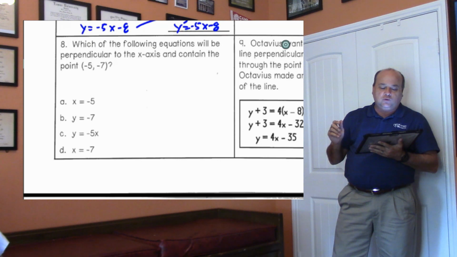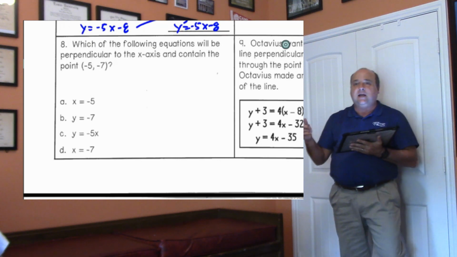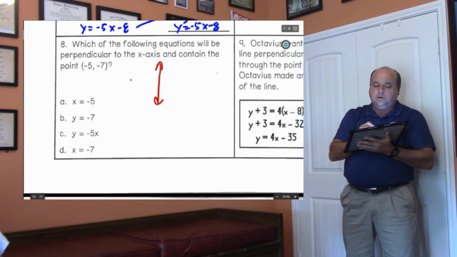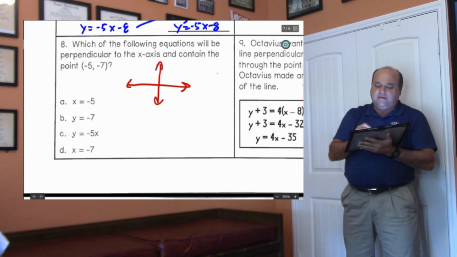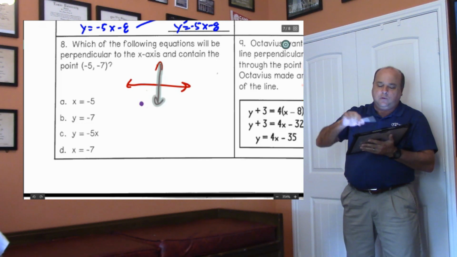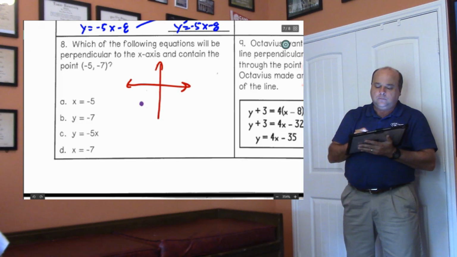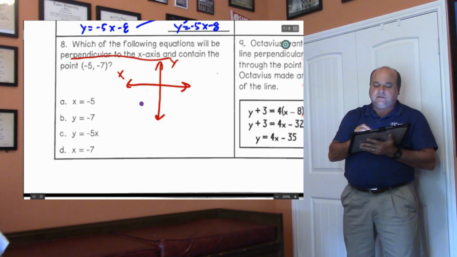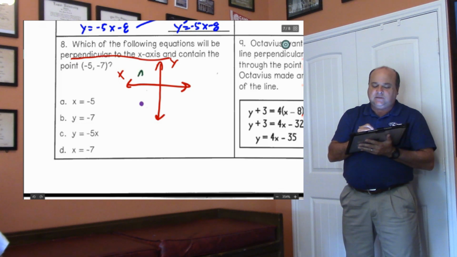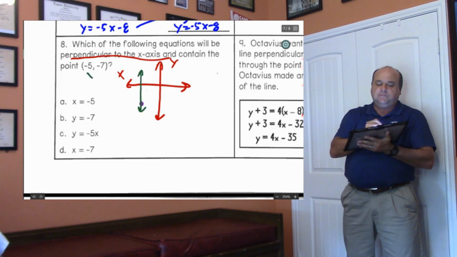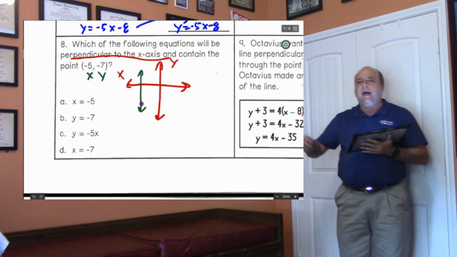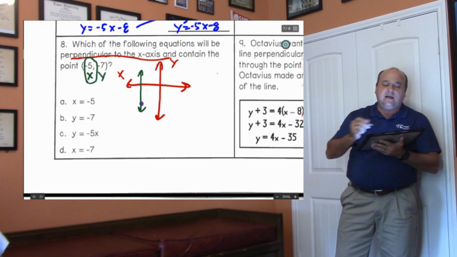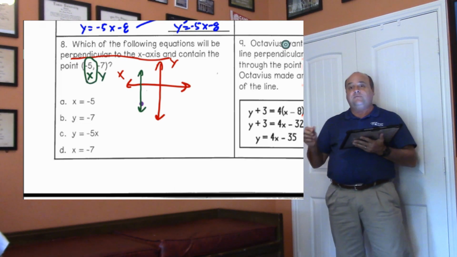Which of the following equations will be perpendicular to the x-axis and contain the point -5, 7? Draw a picture. Plot -5, 7, which would be down here somewhere. Let me keep going down some on this one. Okay, and we want it to be perpendicular to the x-axis. So if it's perpendicular to the x-axis, it's going to do this, isn't it? This is my x, this is my y. So what axis is this green line crossing? It's crossing the x. So I need the x and the -5. So x equals -5 will be the answer.